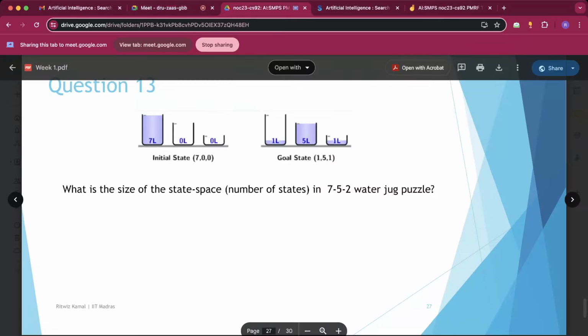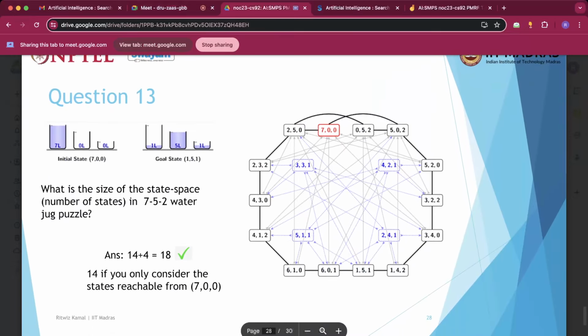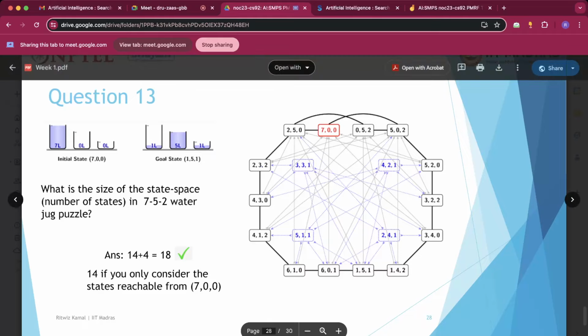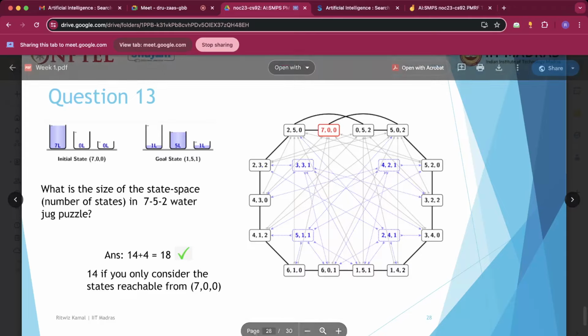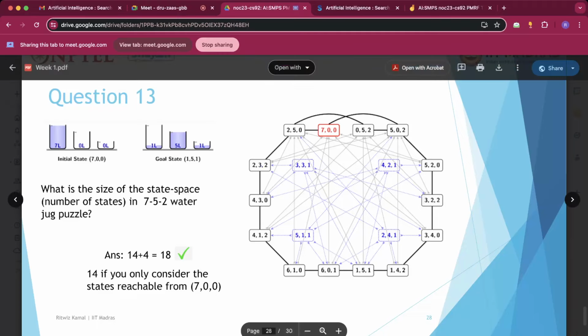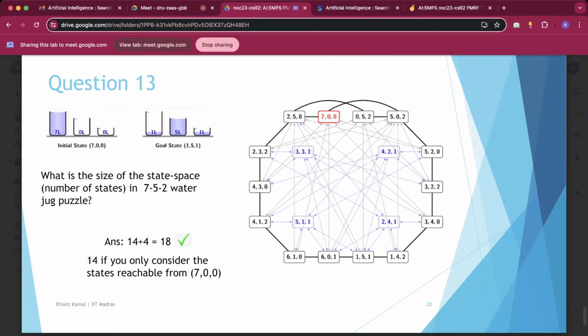Coming back to the question, it asks us what is the size of the state space. As you might have seen, if you count the number of nodes over here, there will be 14 black nodes and red node, and 4 blue dotted nodes. So a total of 18 nodes. 14 only if you consider the states reachable from 700. That is the size of the state space.